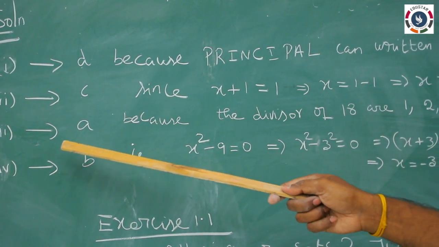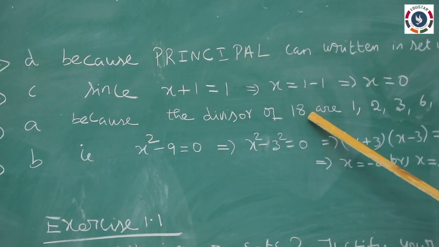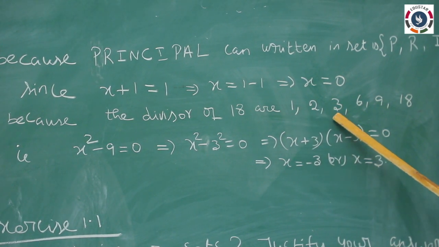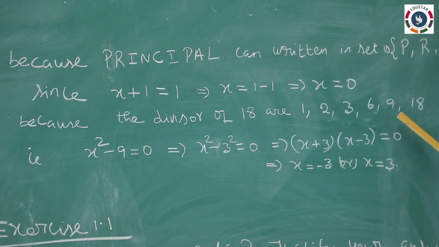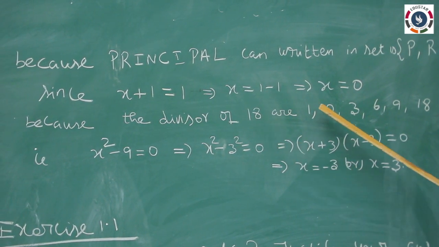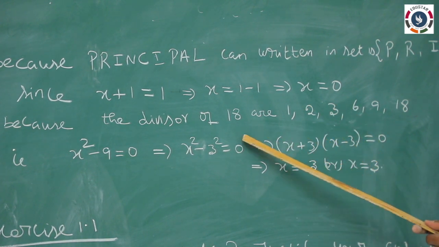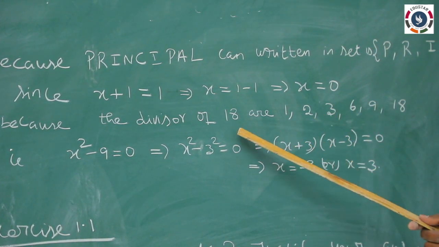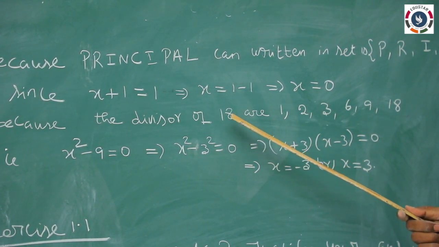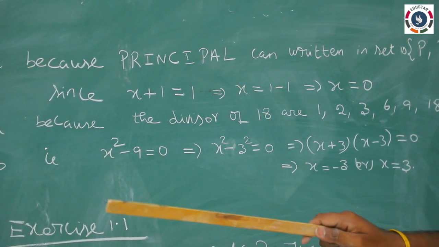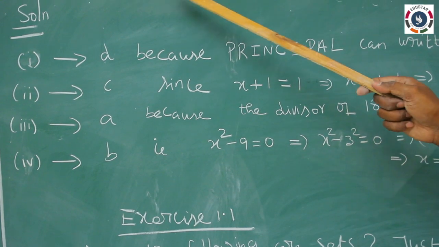Next one, 3 matches to A, because the divisors of 18 are 1, 2, 3, 6, 9 and 18. The divisors means the number 1 divides 18, the number 2 divides 18, number 3 divides 18, number 6 divides 18, number 9 divides 18 and number 18 also divides 18. So 3 matches to A. So next one, the fourth one matches to B.